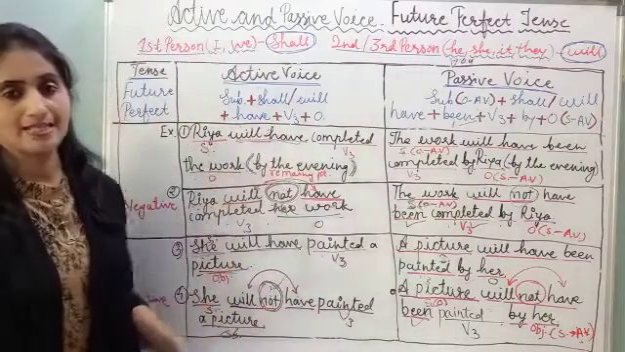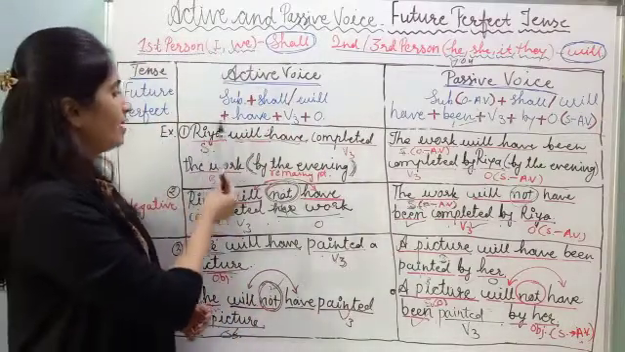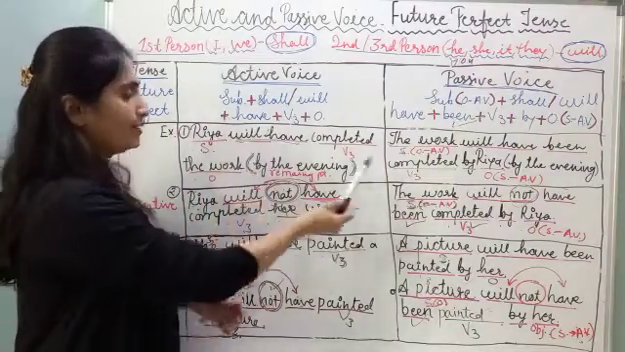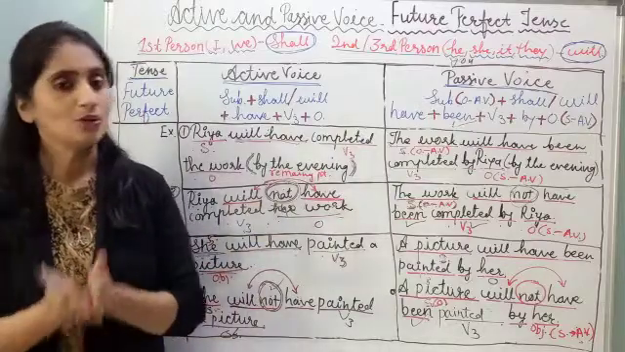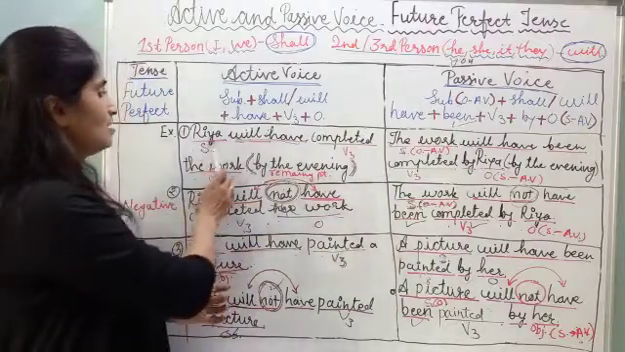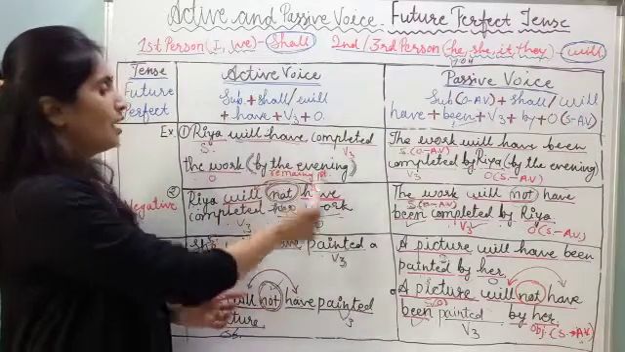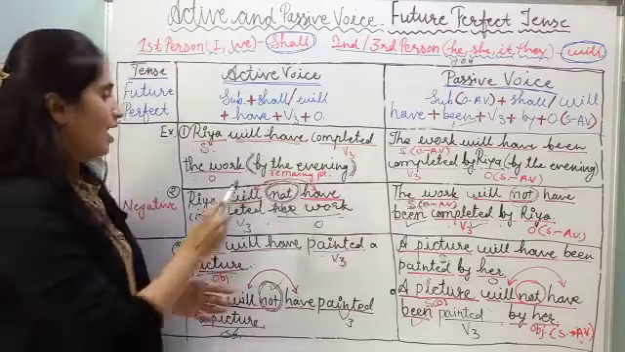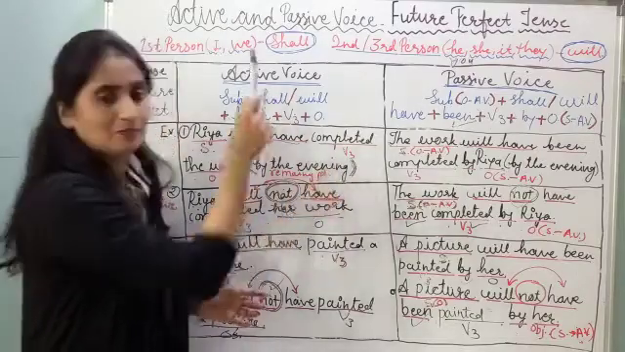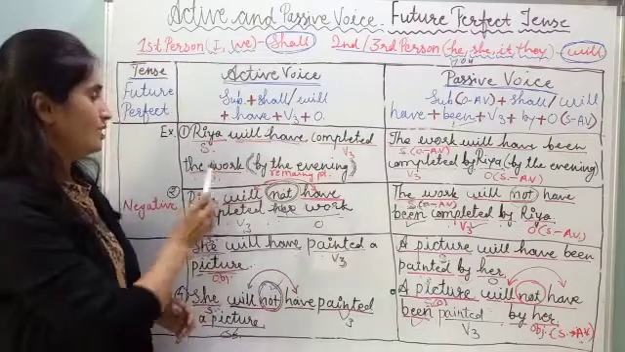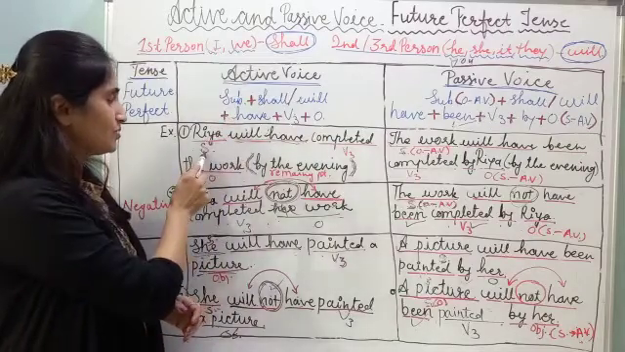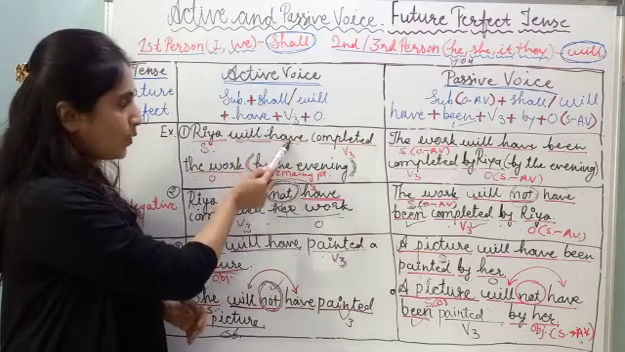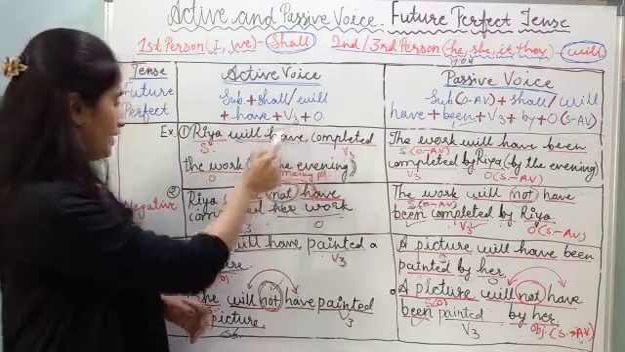Now let us see the examples. Number 1, Ria will have completed her work. In bracket I have written by the evening. If you want, you can extend the sentence as Ria will have completed the work by the evening. Just for your better understanding, I have kept this in bracket. Okay, so in this sentence, subject Ria, then shall and will according to structure, then have, then V3 is completed and the object is the work.